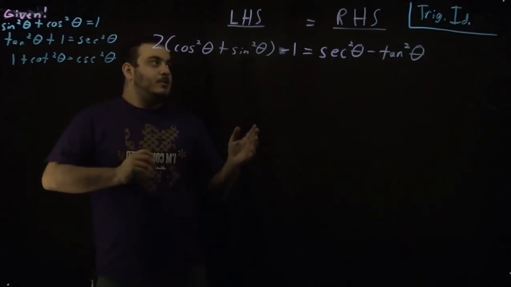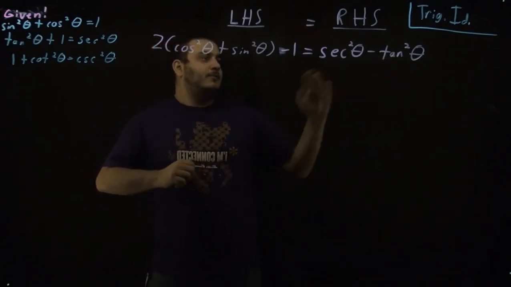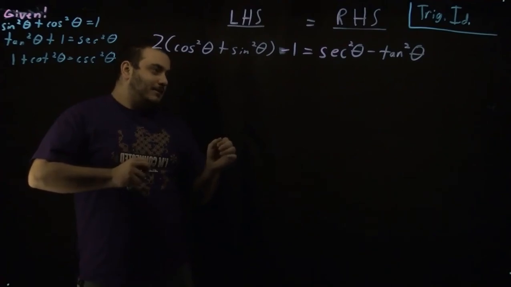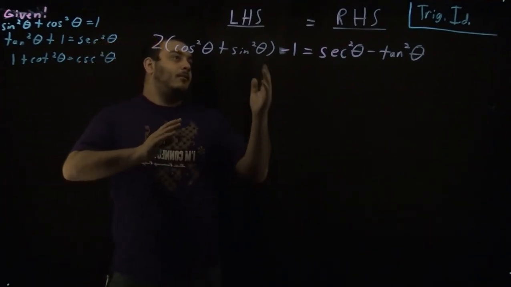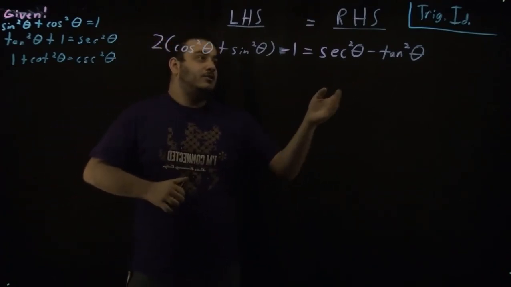So, on this subject, we are trying to do trigonometric identities, or trig ID for short. Trigonometric identities is when you have one side, the left-hand side, LHS for short, and the right-hand side, RHS for short.